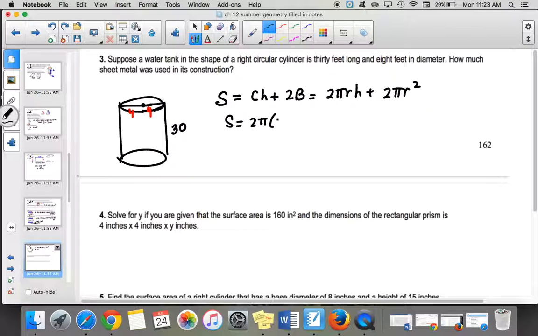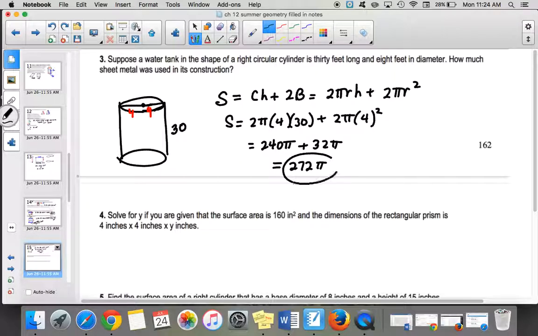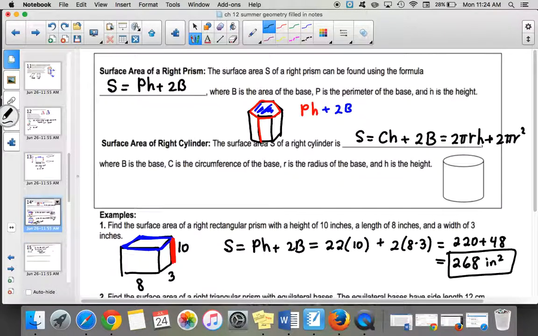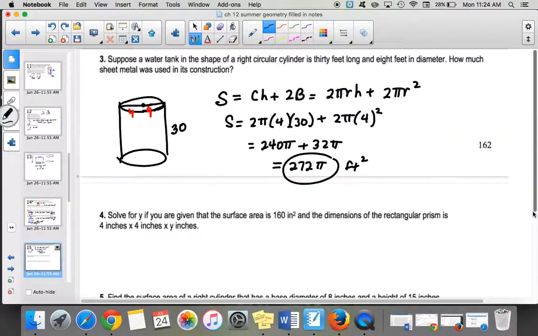So we have 2 pi times 4 times 30 plus 2 pi times 4 squared. 2 times 4 times 30 is 240 pi. And then 16 times 2 is going to be 32 pi. So this answer ends up being 272 pi, and then feet squared. All right, still making sense? This is all surface area.